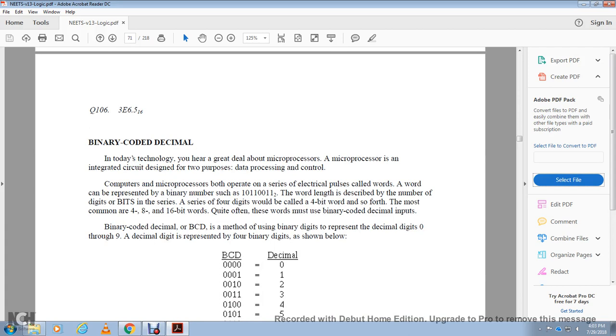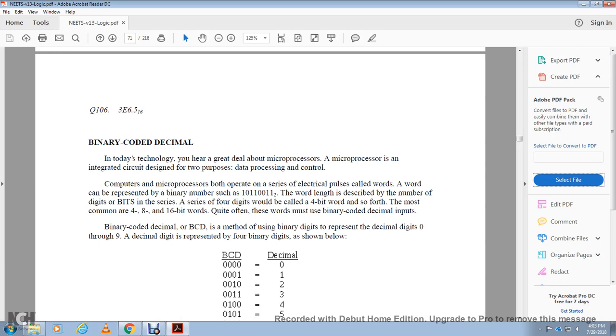All right, binary coded decimal. In today's technology, you hear a great deal about microprocessors, integrated circuits designed for data processing and control. Computer microprocessors operate on electrical pulses called words. A word can be represented with a binary number such as 10110011. Word length is described by the number of bits, so a series of 4 digits is called a 4-bit word, and so forth. Most common are 4, 8, and 16-bit words.